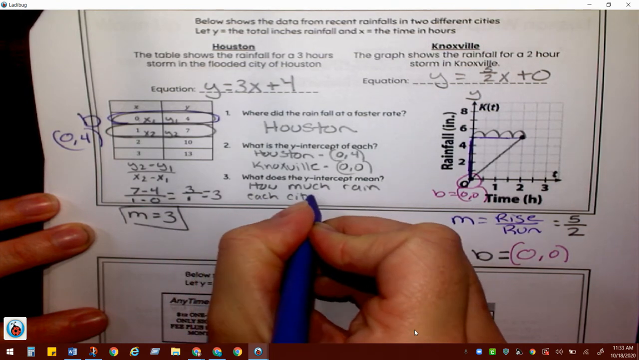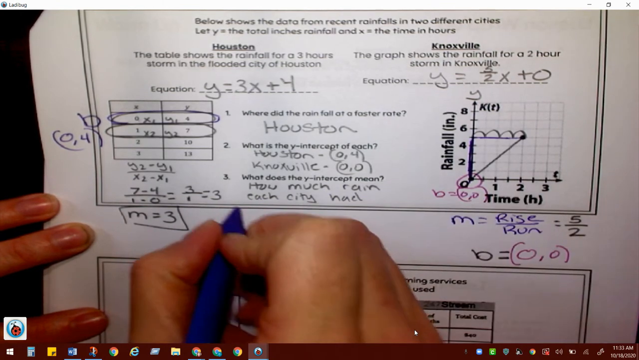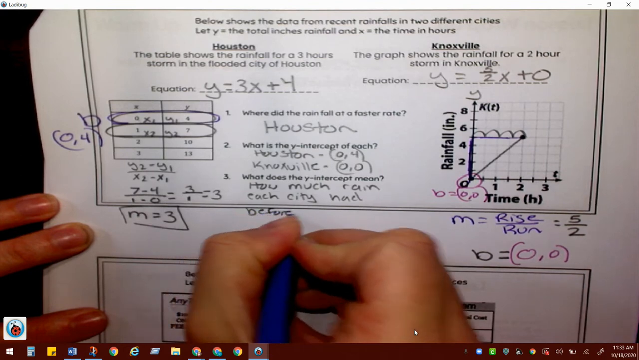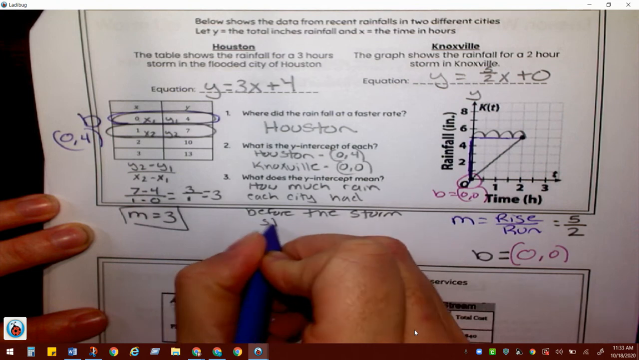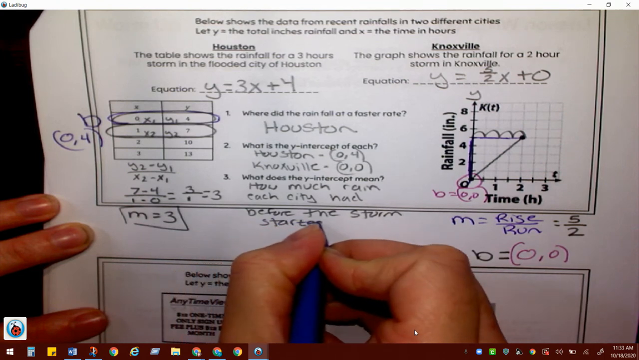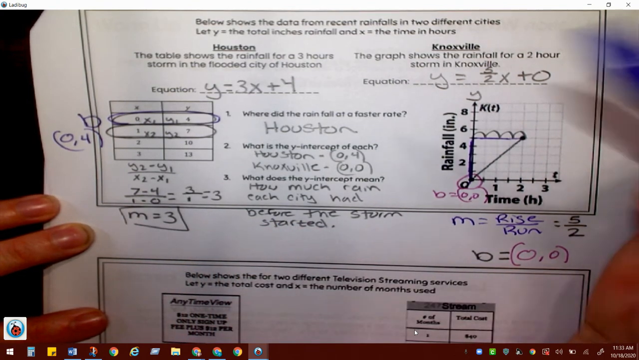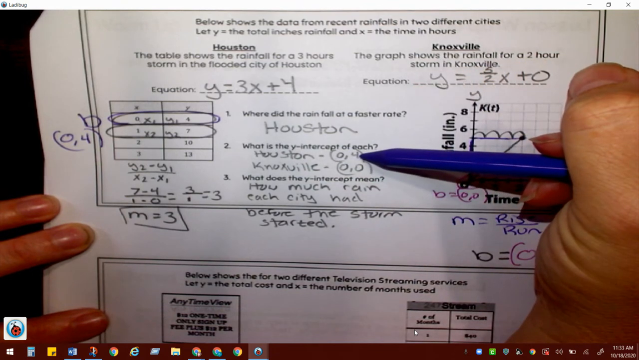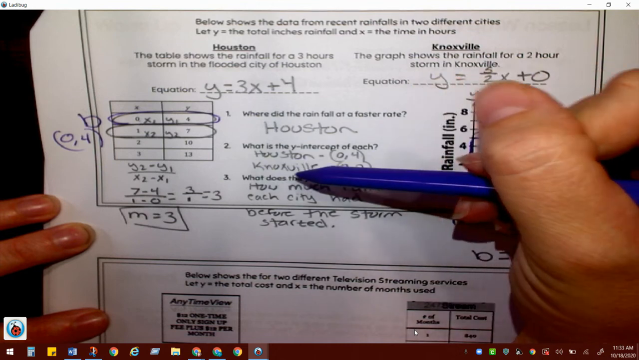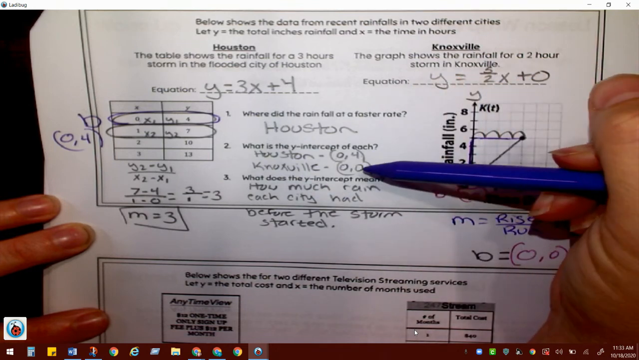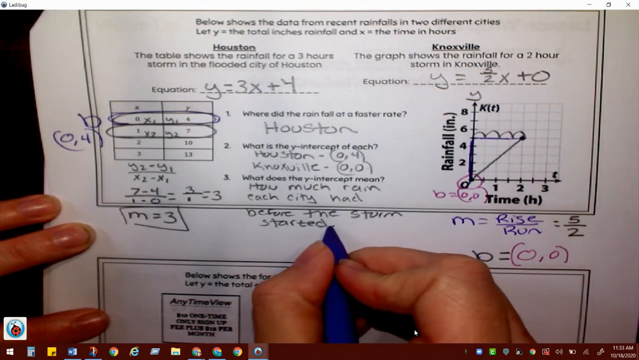Each city had that amount before the storm started. So I can go into further detail by saying Houston had 4 inches of rain before the storm started. And I can also go into further detail that Knoxville had 0 inches of rain before the storm started.